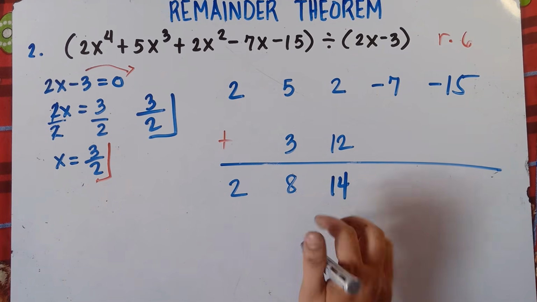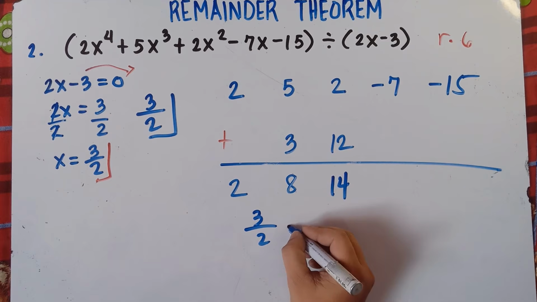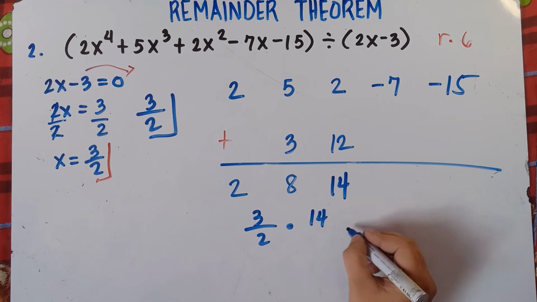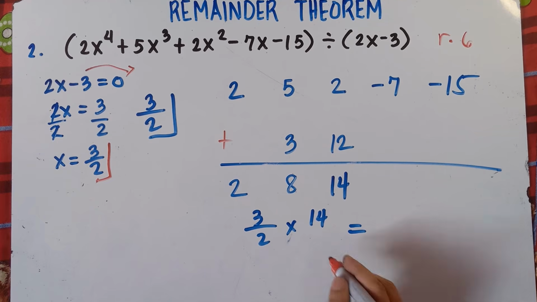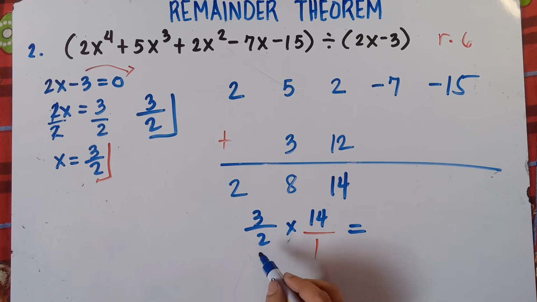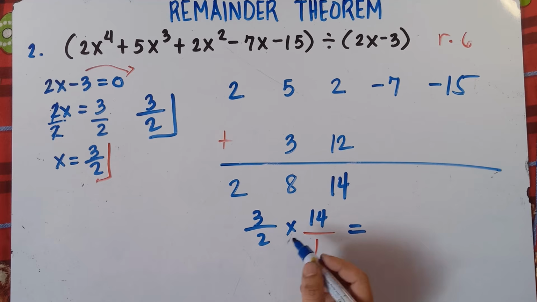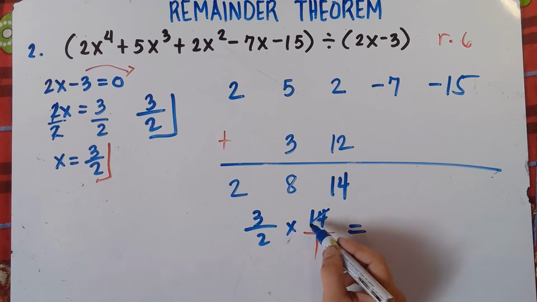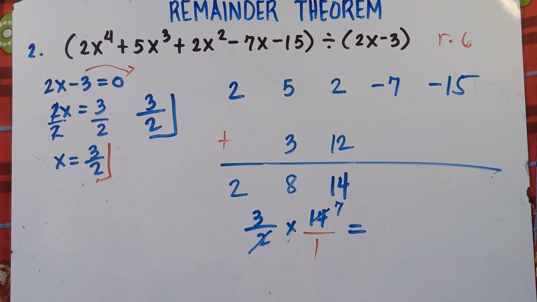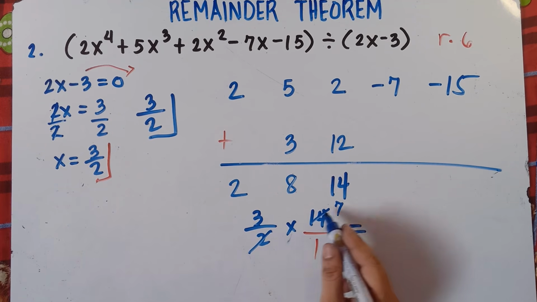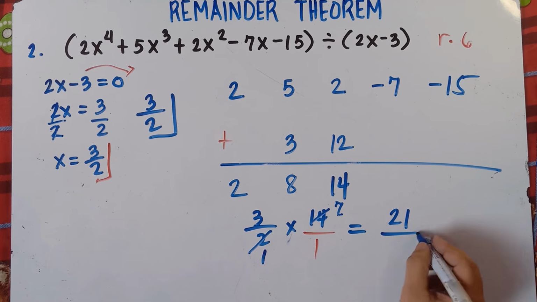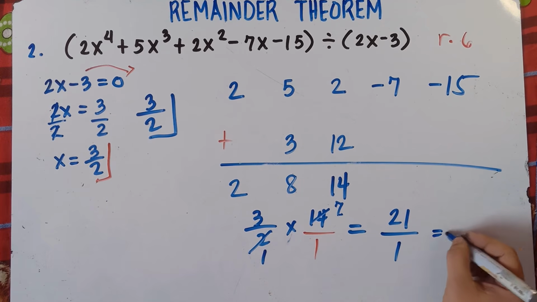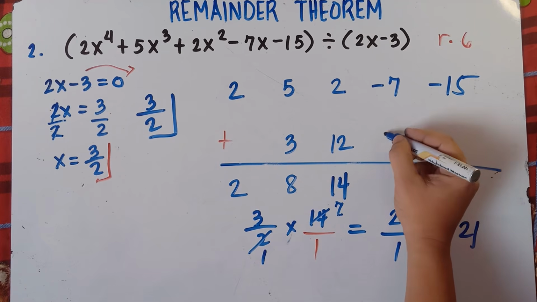Then you multiply. 3 over 2 times 14. So once again, 3 over 2 times 14. So understood that there's 1 here. So you can just simply cancel this out. Let me just cancel this one, class. 14 divided by 2 is 7. So 3 times 7, that is 21. And then this is 1. 1 times 1 is 1. 21 divided by 1 is 21. So this will be 21.